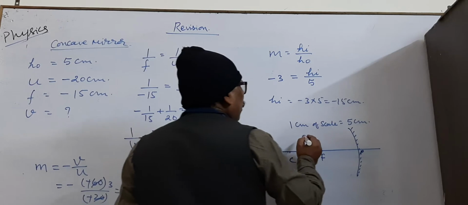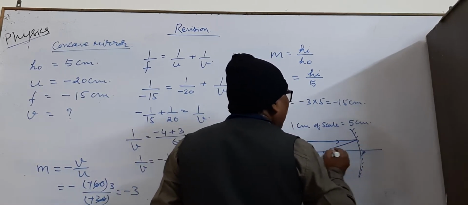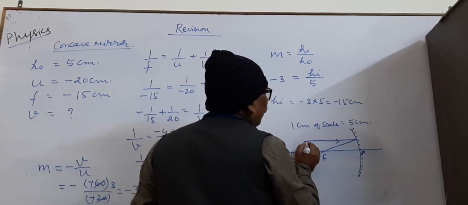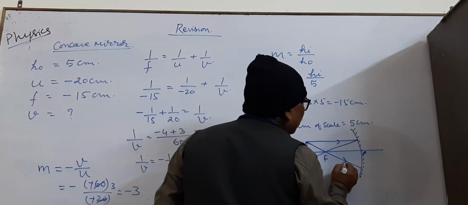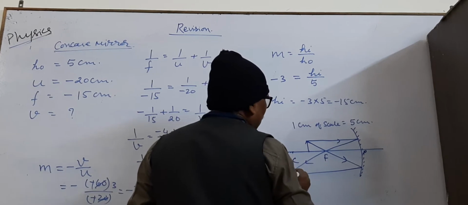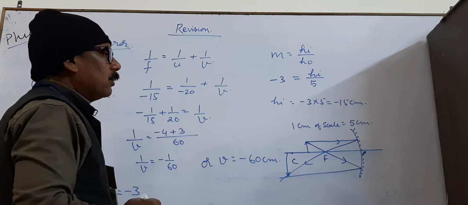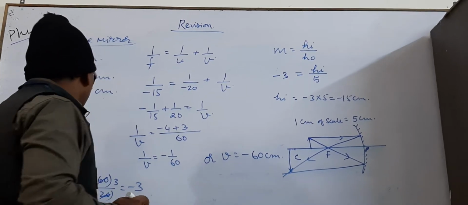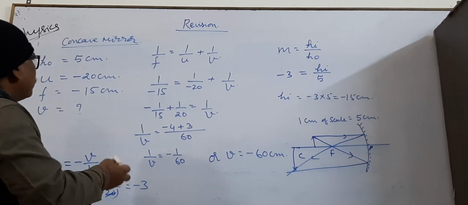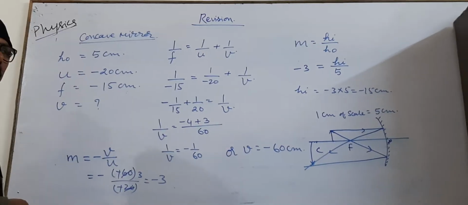How? A ray parallel to the principal axis will pass through the focus, and a second ray passing through the focus will be parallel to the principal axis. Where your rays meet, there your image will be formed, and in this way you can make the ray diagram. So now children, we will move to the next part of this chapter. What type of question may be asked in the next topic related to this only? Let us see.